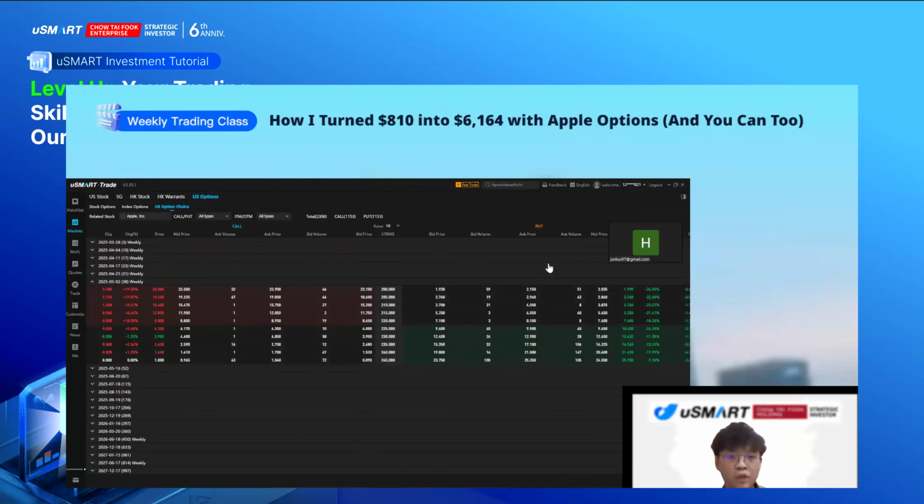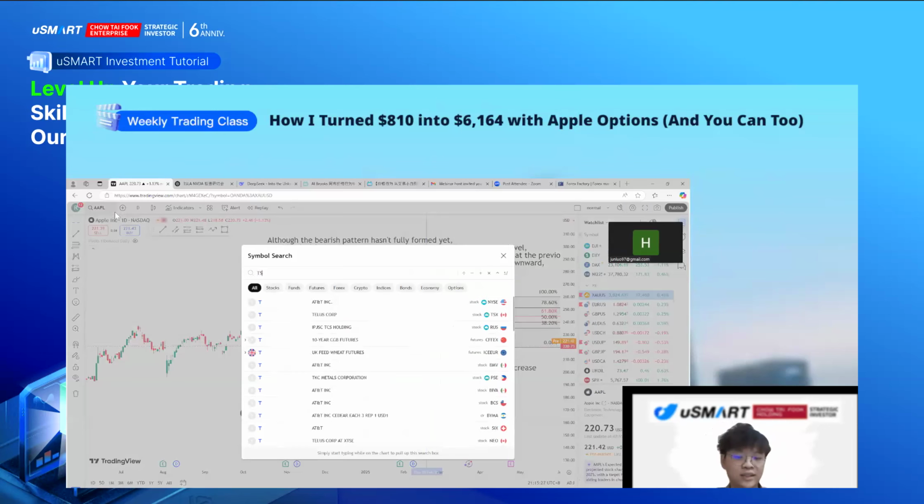You can see from this, this is the USmart desktop interface. On the left you have the call options, and on the right you have the put options. If you are aiming for a bearish movement, go for the one showing green. If you are aiming for a bullish movement, just like what I called yesterday for a Tesla rebound. So let's check on Tesla.